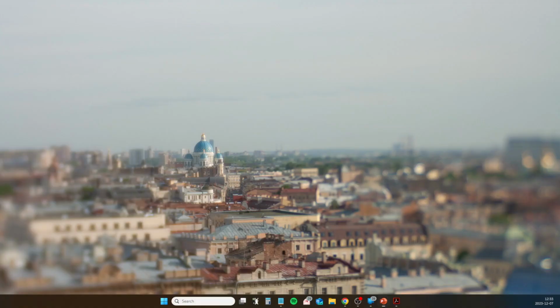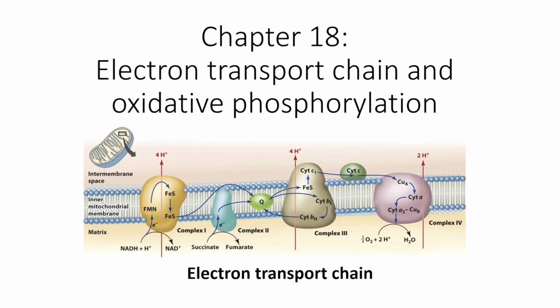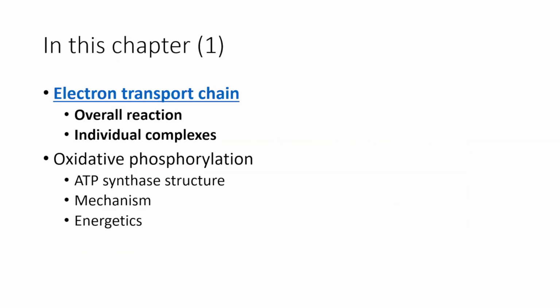All right, let's get started with chapter 18. So, welcome to the last official lecture, Biochem. You survived, made it this far, so well done. And so we're going to do our last chapter today, which is chapter 18. So we'll start with the electron transport chain, and then we'll do some stuff on oxidative phosphorylation.